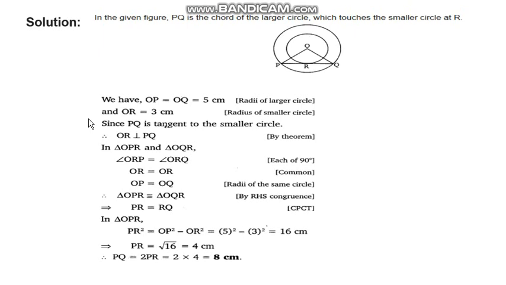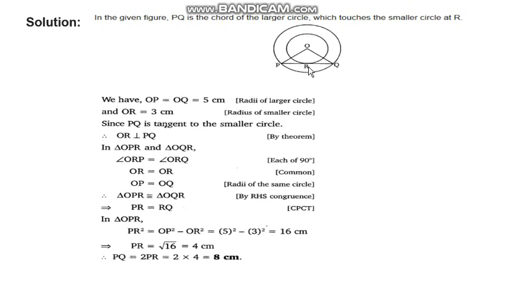So it means that this is your chord of the larger circle. This is the chord. I write that this is the chord of the larger circle. You can see that this is the chord of the larger circle, but this chord touches the smaller circle at a point. So what we need to find is the length of the chord of the larger circle. That length of the chord we need to find.